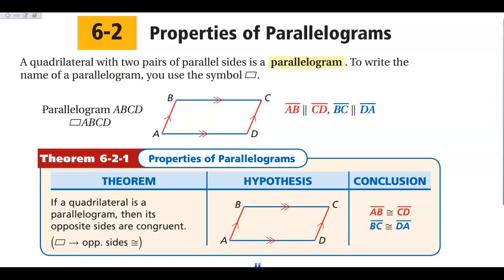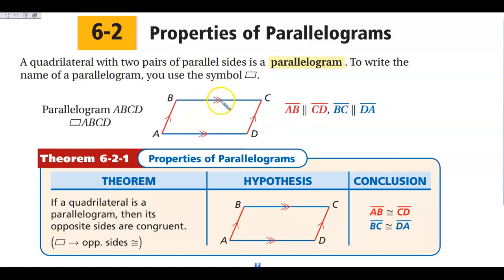All right, hi everybody. Today we are talking about parallelograms. So we're looking at section 6.2. A parallelogram is a quadrilateral whose opposite sides are parallel. So the definition of a parallelogram is a four-sided figure with opposite sides parallel.